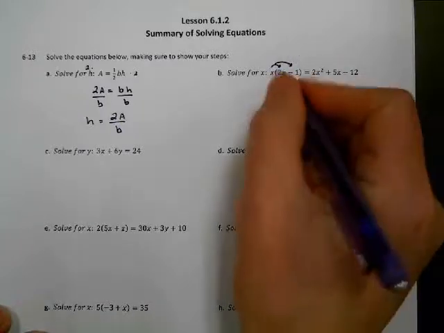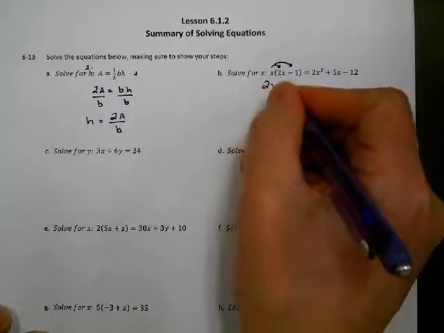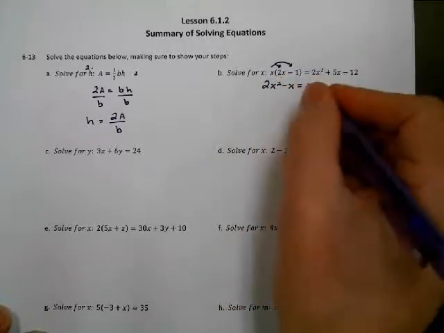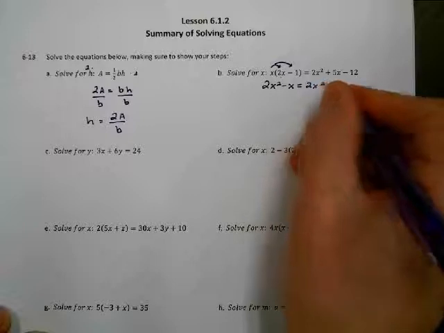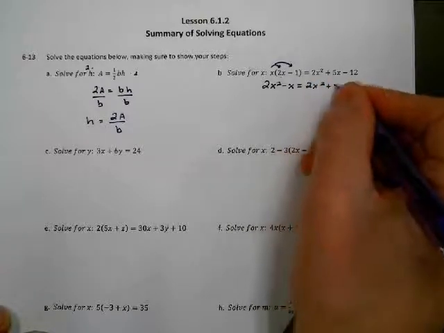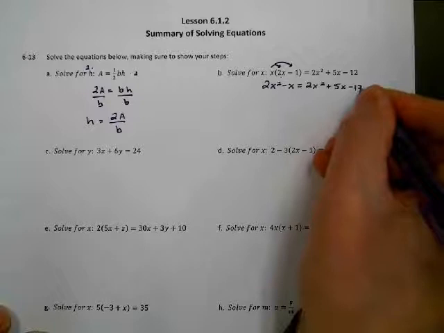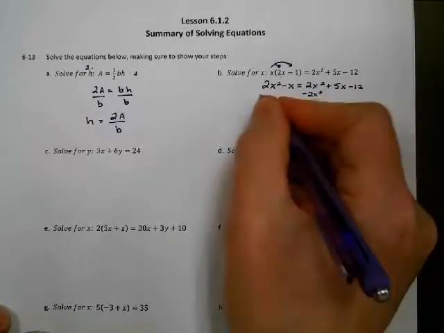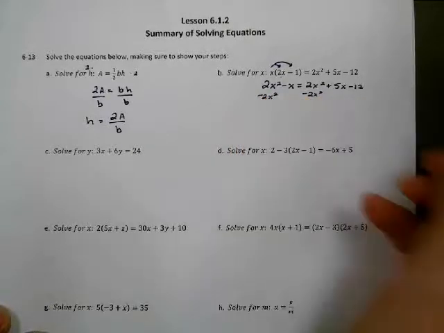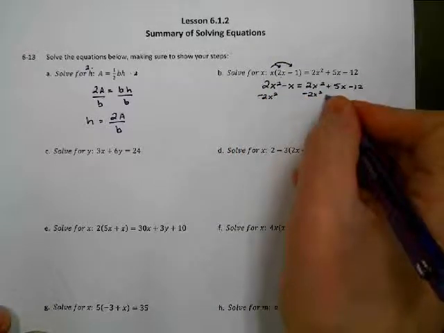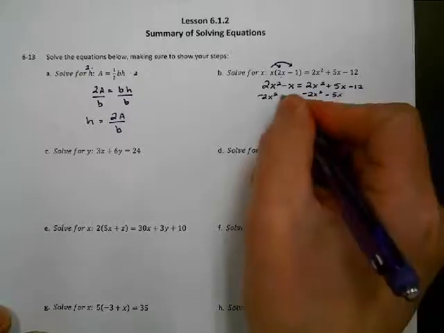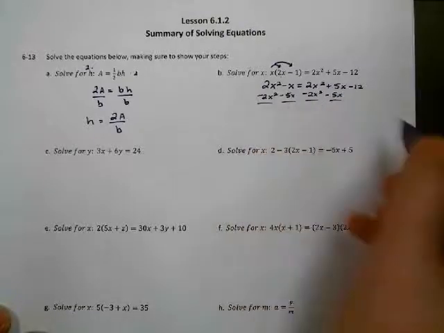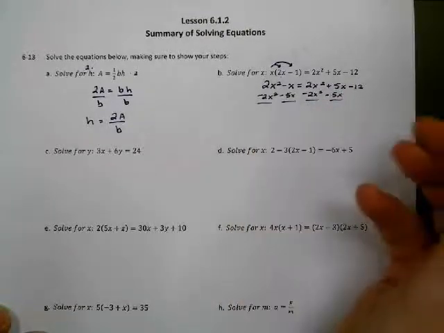So x times 2x, I'd get 2x squared. X times -1, negative x. Over here, I've got 2x squared plus 5x minus 12. All right, so I'm going to subtract the 2x squareds from both sides. And while I'm at it, I'm going to subtract the 5x's from both sides. 2-for-1 deal there.